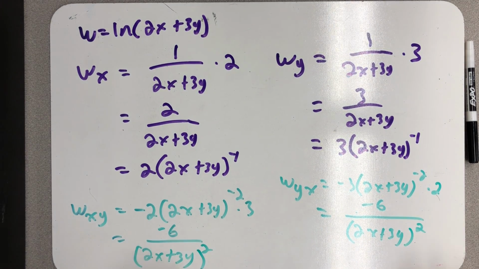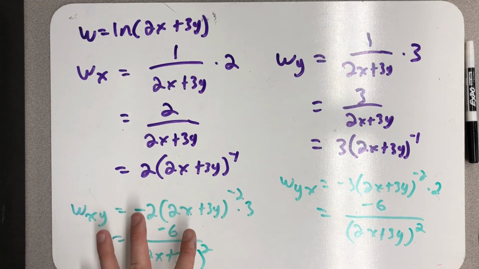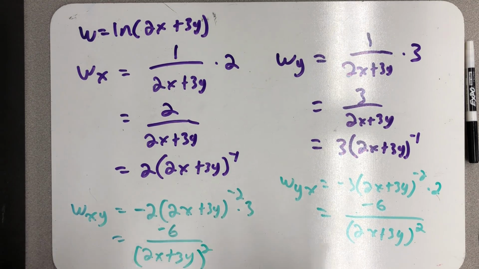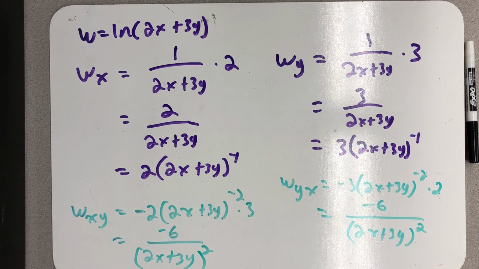So Clairaut's theorem, if I needed both of these calculations, I could get away with just doing one, because the natural log of 2x plus 3y is a continuous function over all of the values in its domain. We could actually write down its domain by saying, well, 2x plus 3y has to be bigger than 0. But I'm happy we've satisfied our problem, and I got my mixed partials to work out nicely.